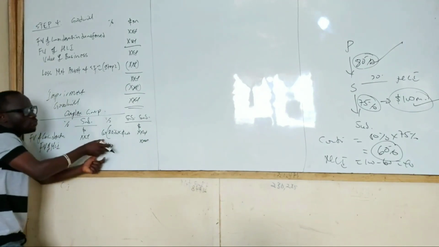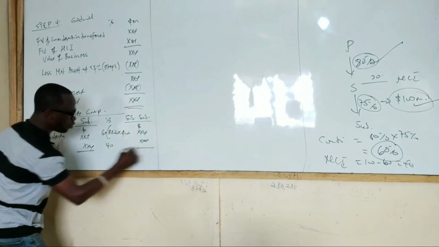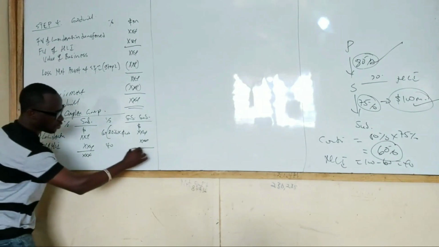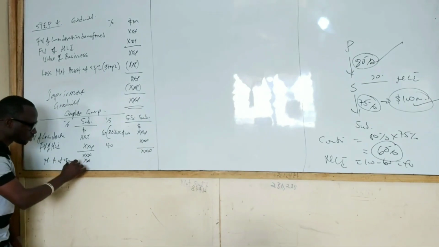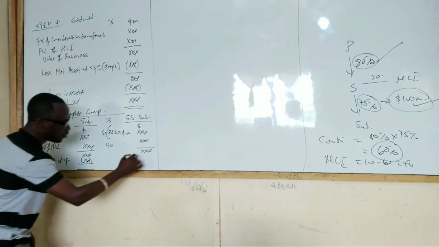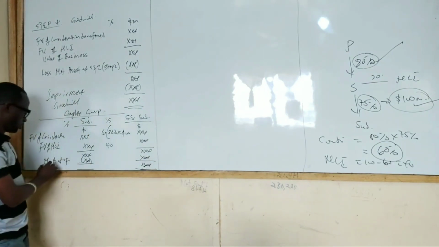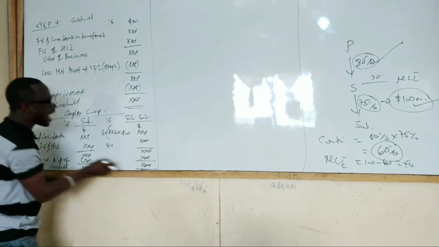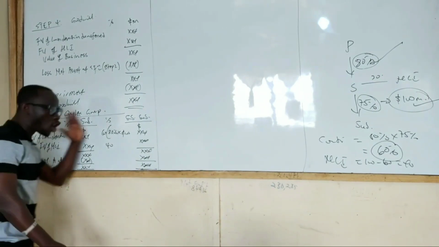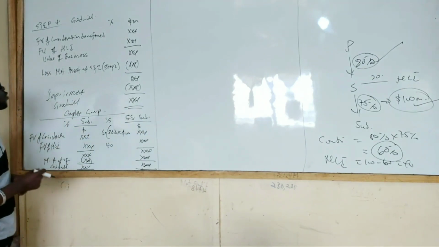The value for the NCI may be given to you in the question, or you have to calculate it. I'm going to explain that also. Then you bring the net asset at acquisition. You less it, and then you are going to get your goodwill. So this is the idea if we have a complex group.